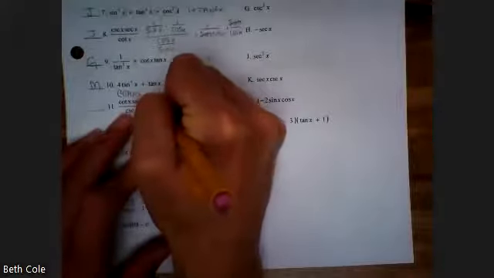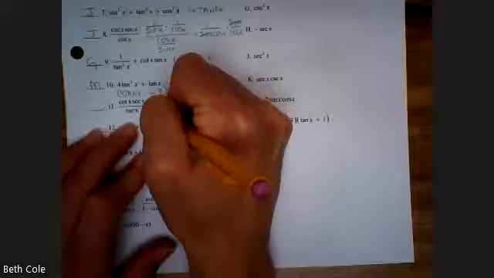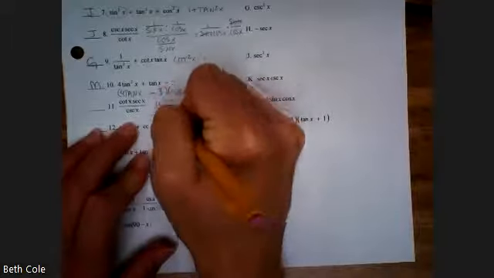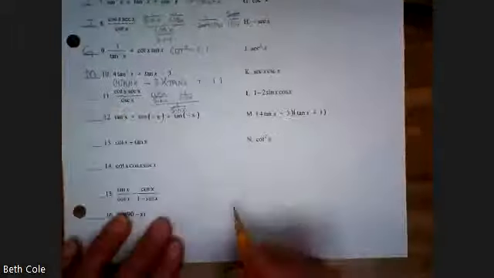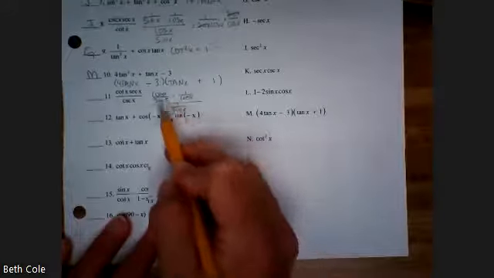Right here, I'm going to replace cotangent with cosine over sine. Secant is 1 over cosine. And then cosecant is 1 over sine, just barely fit that in there. So these cosines are going to cancel, and then these sines are going to cancel. So you have 1 over 1, which is 1. So that one is A.